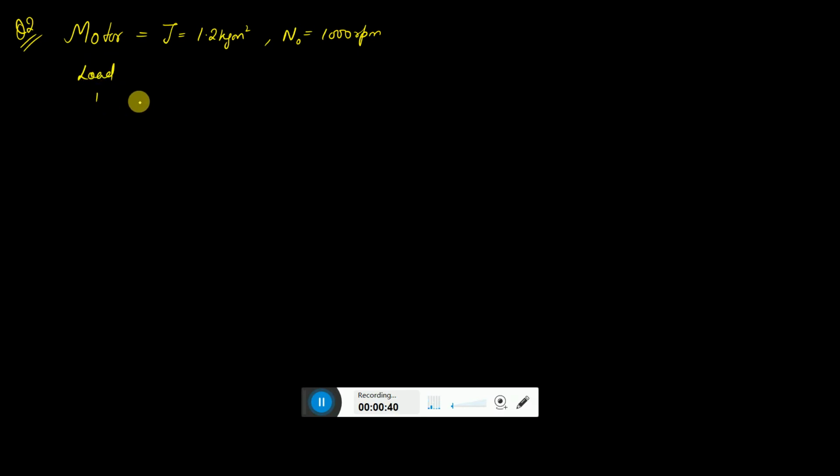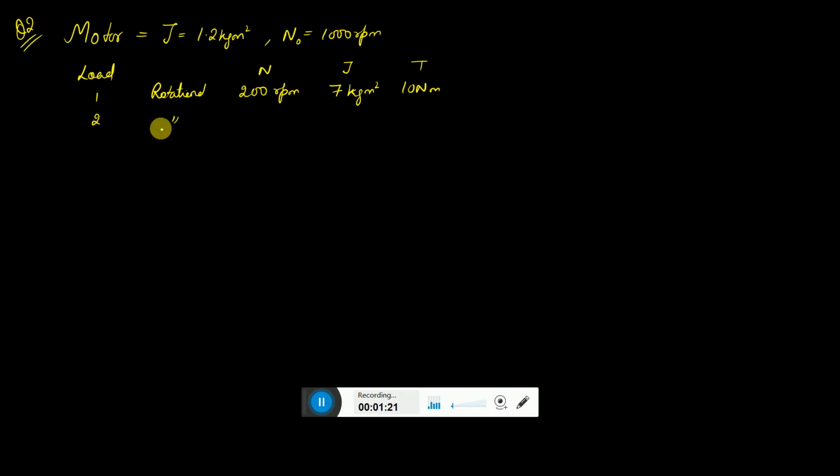So load 1, it is a rotational load and it is supposed to rotate at 200 RPM, and the inertia of this load is 7 kg meter square, and the torque applied by this load is 10 Newton meter. So this is the torque, the inertia, this is the speed and the type of load.